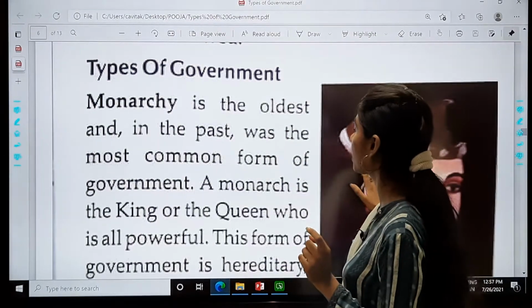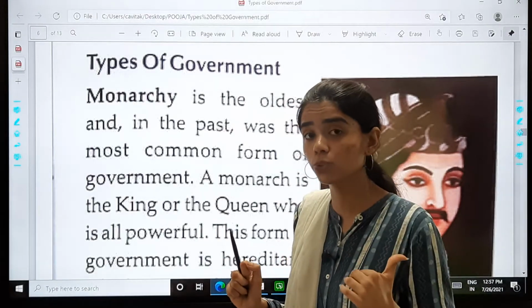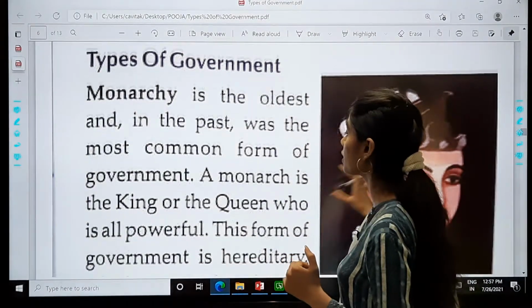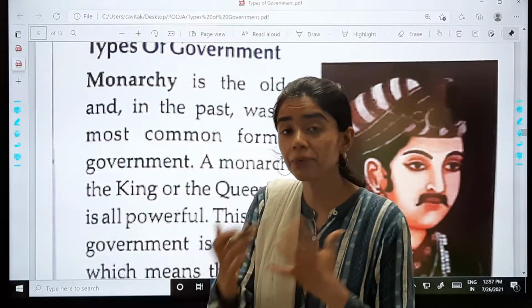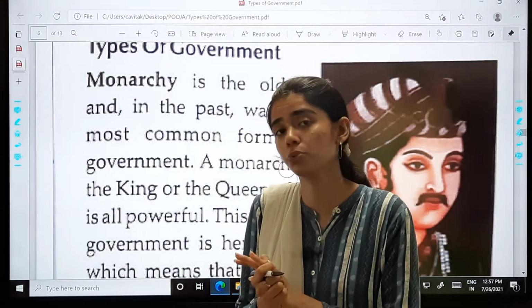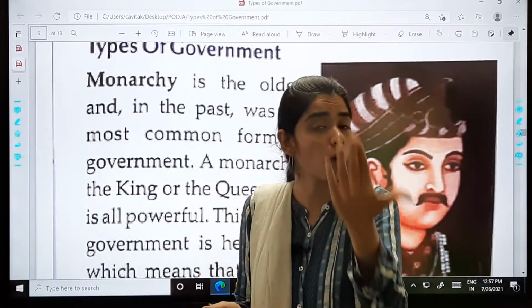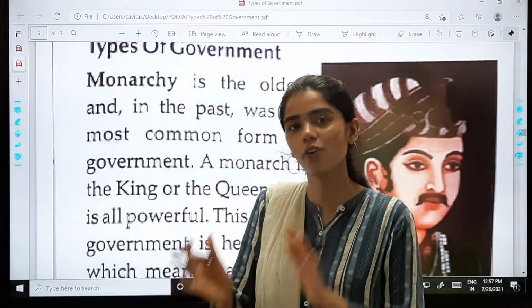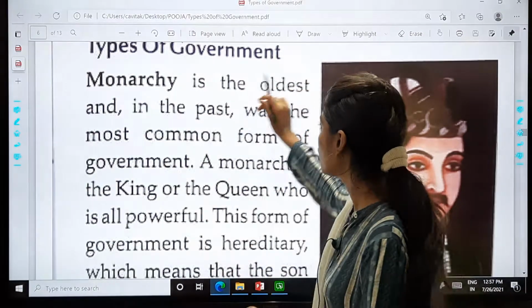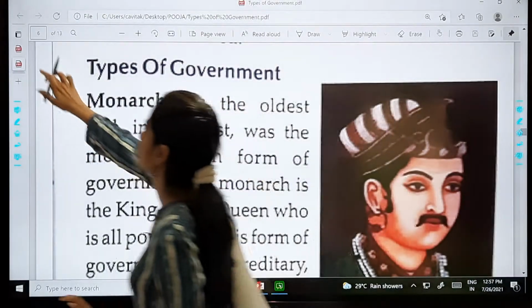Now quick revision. What is monarchy? In this what happens? A monarch is the one that rules. Now that monarch is a king or the queen. So generally it is based on hereditary. That is, if the king dies or retires, what will happen? Their children will become the king or queen. Clear? So the first type of government was monarchy.